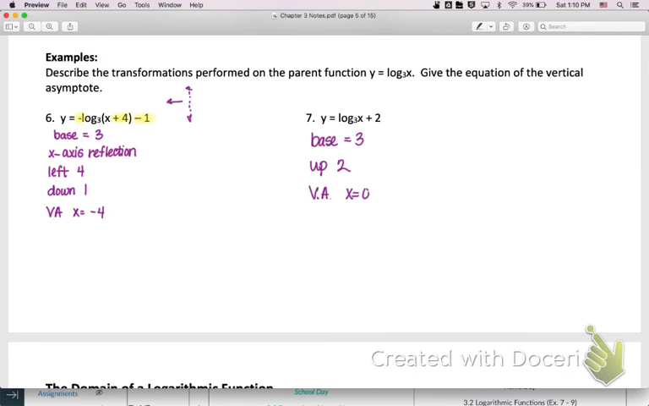And then on number 7, we have a base of 3. The only thing that's happening here is this is moving up 2. It's not horizontal because it's not inside parentheses. So it moves up 2, and up or down does not move a vertical asymptote, so the vertical asymptote is still at 0, okay? This is where we're going to stop for today on our log functions, and we'll talk about domain in the next video.